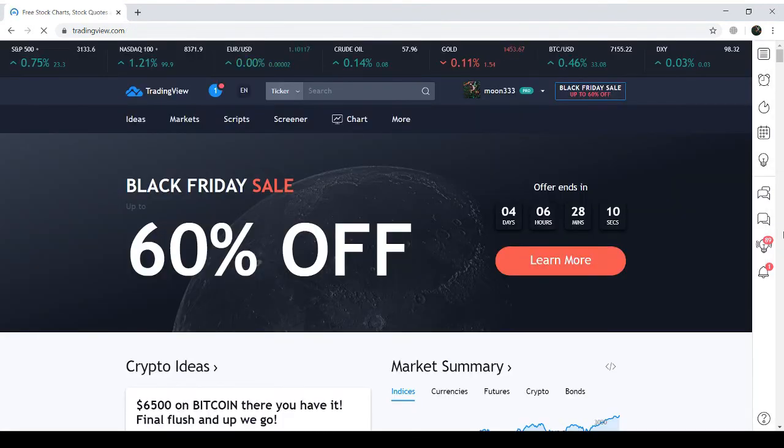So these were the cryptocurrencies which I have compiled for you, and these cryptocurrencies are expected to give the profit within the next 7 days.